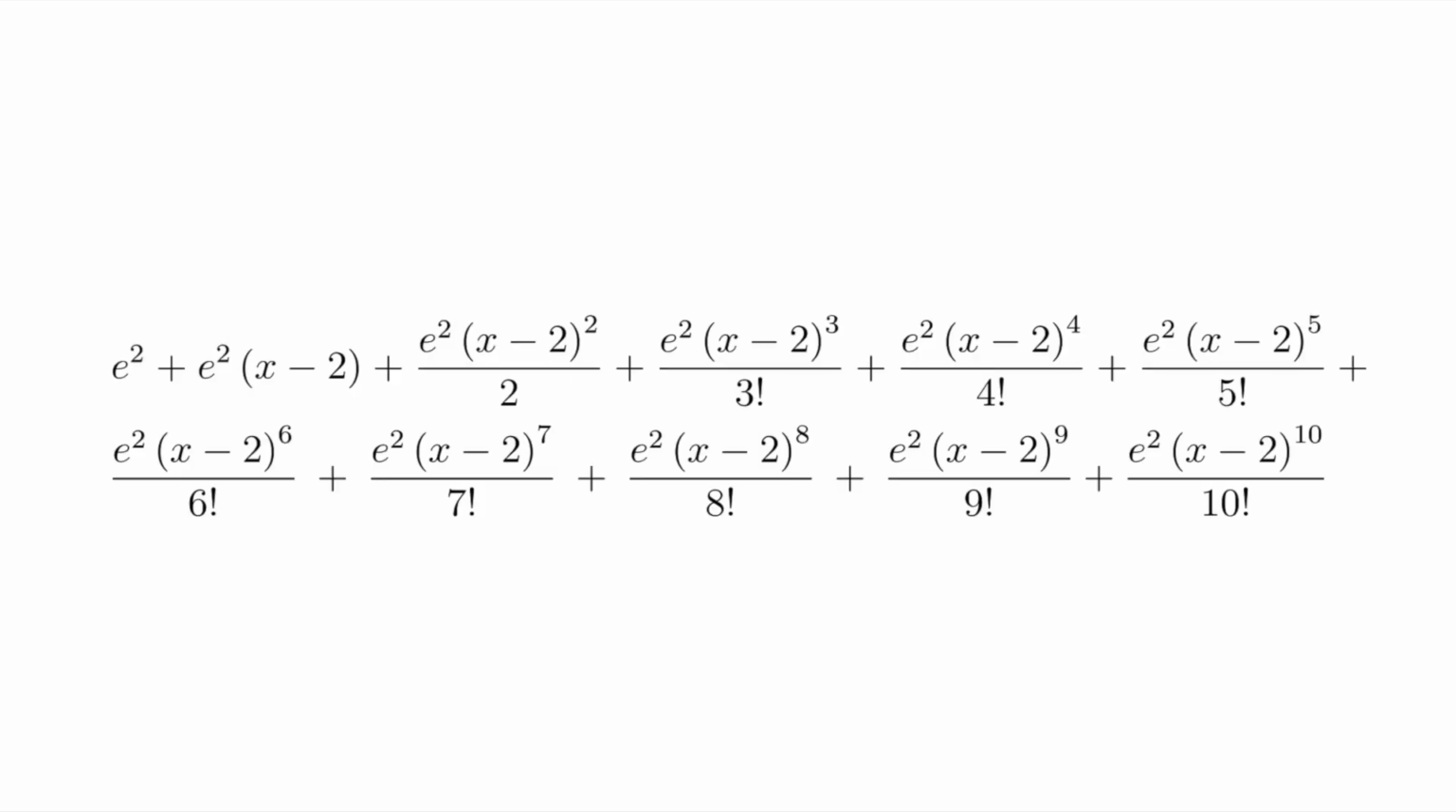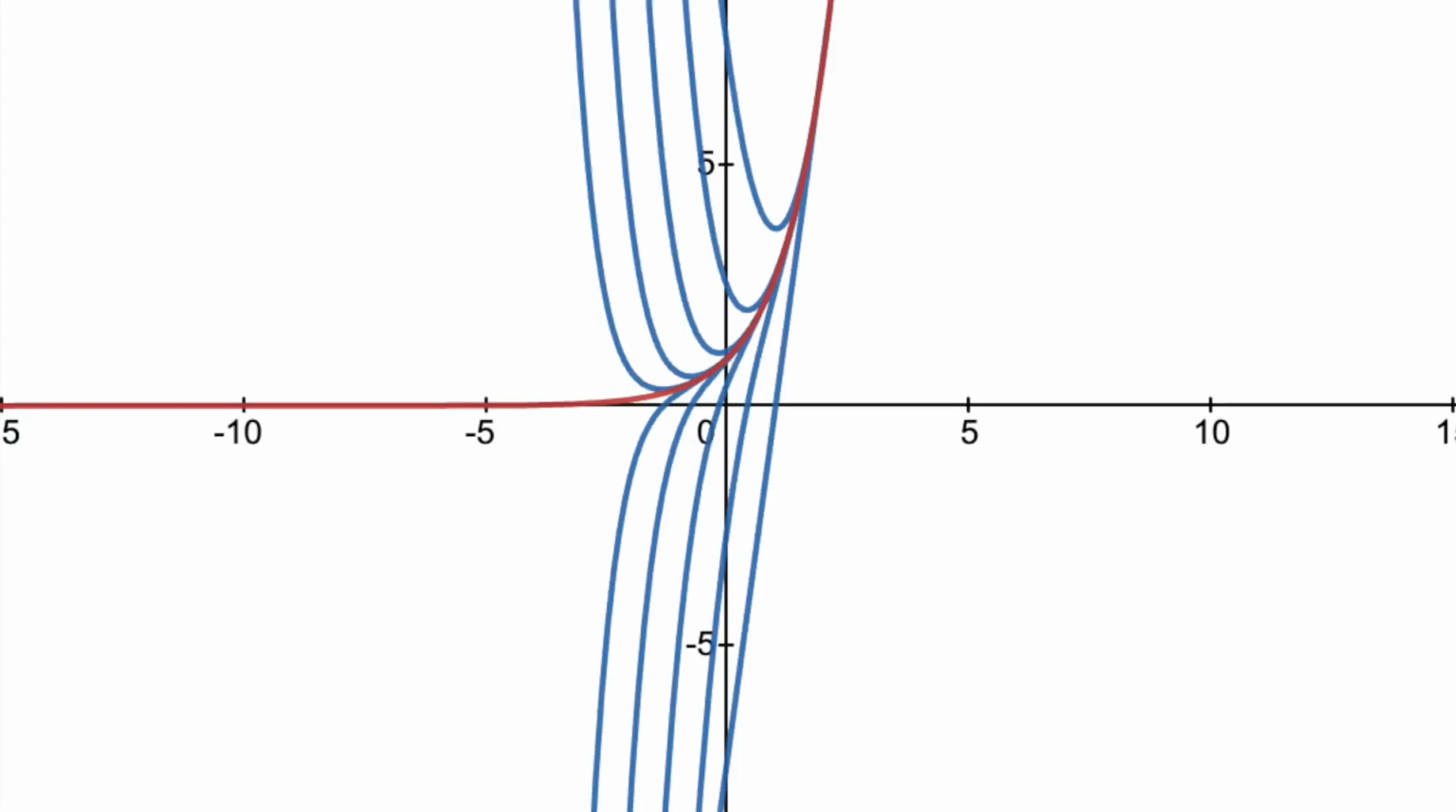Our Taylor series will be centered at x equals 2, so the first term will have the same value as e to the x at x equals 2. The first two terms will share a first derivative with e to the x at x equals 2, and so on. I will also make this a piecewise function, so before x equals 2 I will use the Taylor series, and after x equals 2 I will use the function e to the x.